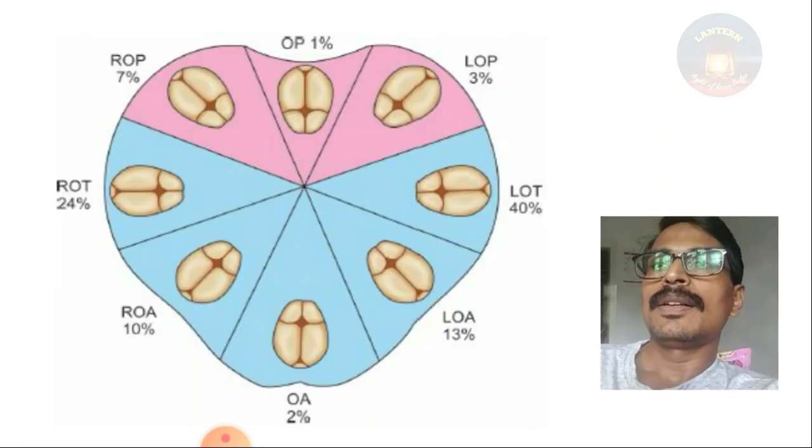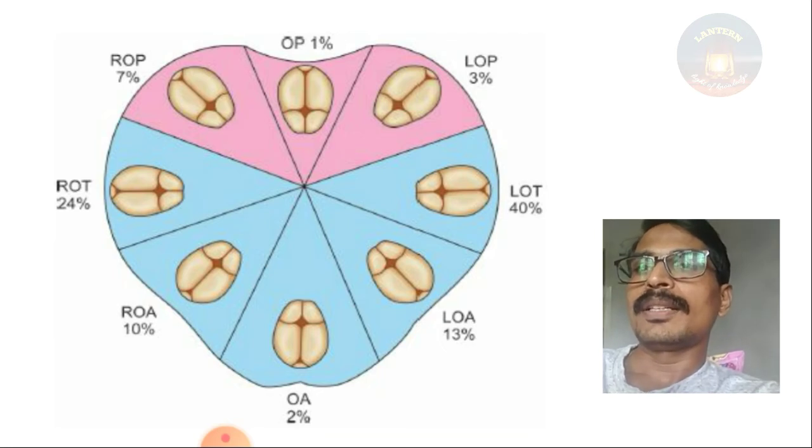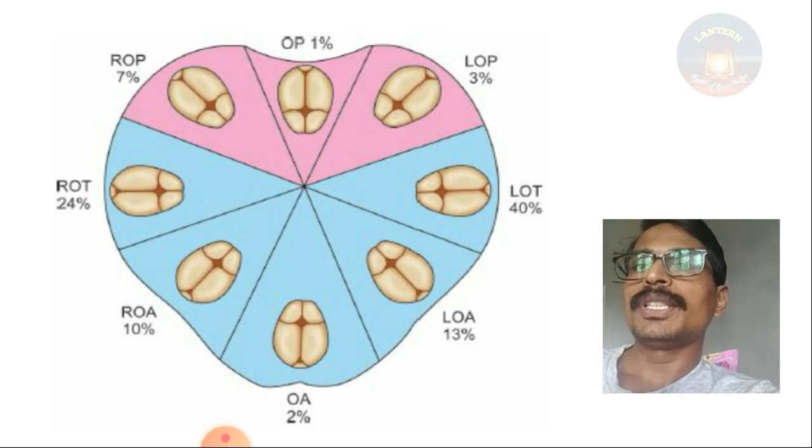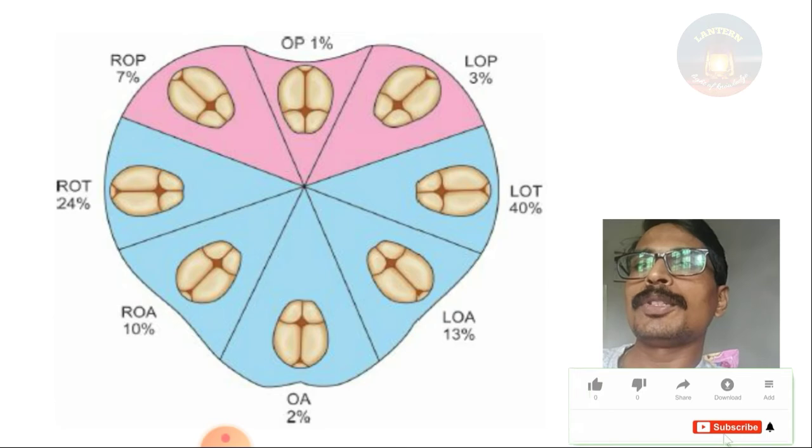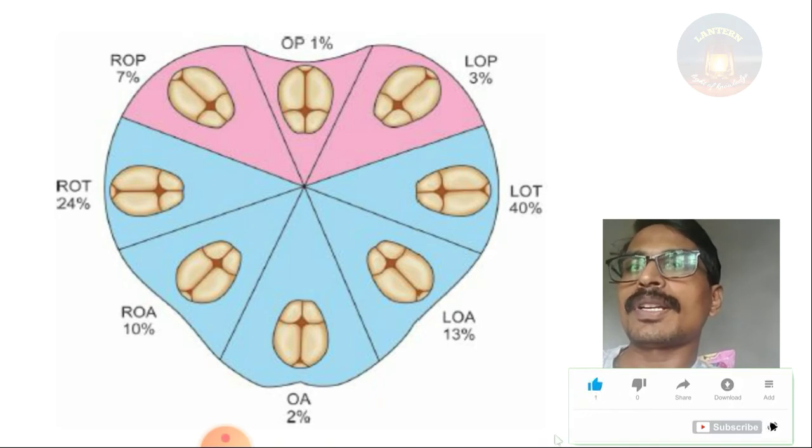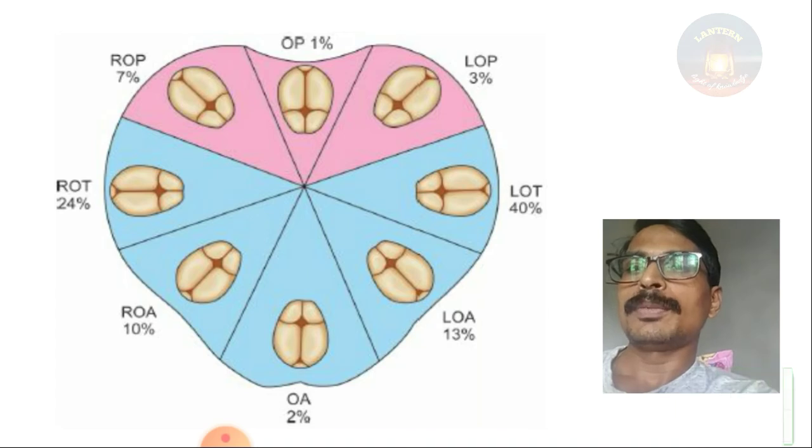So you can see this is the position. We can see it has been divided into different quadrants of 45 degrees. The anterior positions are occipito anterior, left occipito anterior, and right occipito anterior, and the transverse positions are right occipito transverse and left occipito transverse. And in the posterior there are another 3 positions, that is right occipito posterior, left occipito posterior, and occipito posterior. When you see the percentages, the left occipito transverse is 40%, left occipito anterior is 13%, and right occipito transverse is 24%.